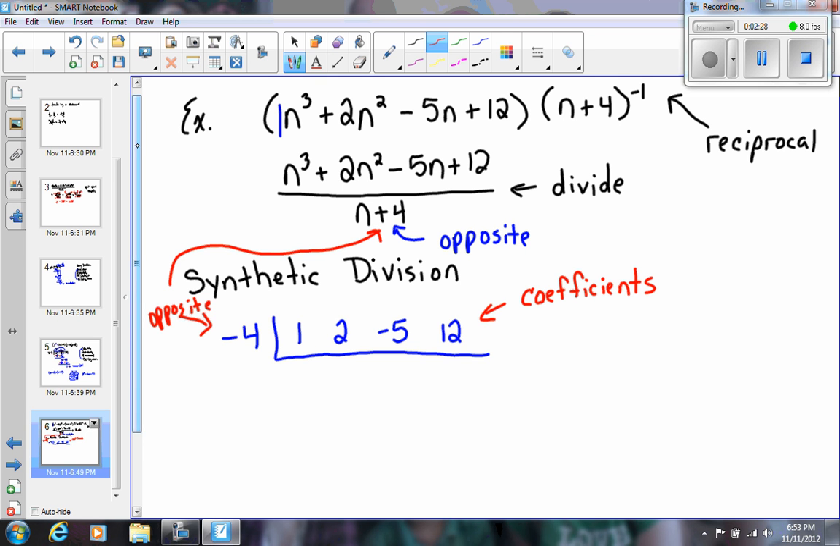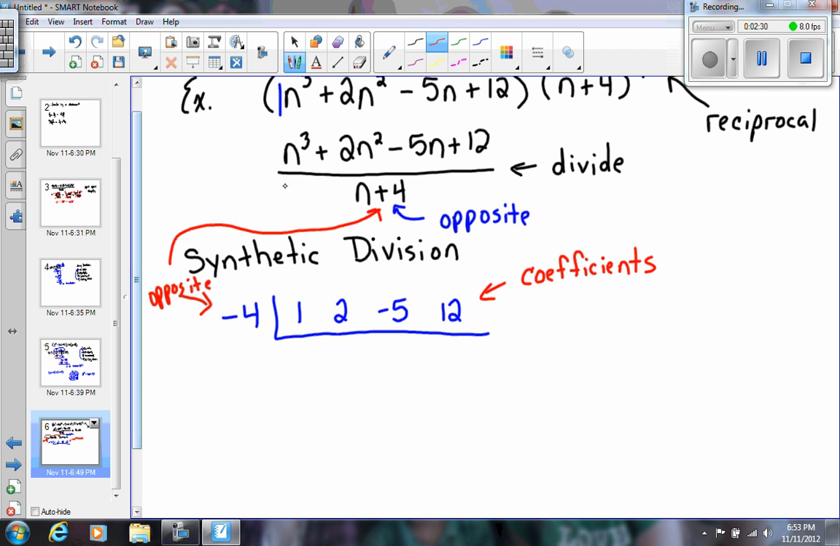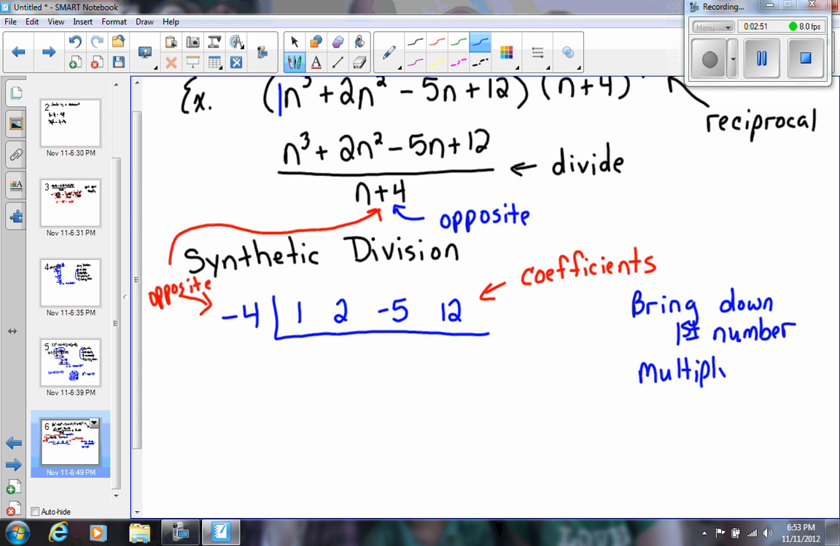All right, once you have that part set up, you do have to do one thing first, which is bring down the first number. Once you bring down the first number, you just have to do two things. You're going to multiply, and you're going to add. So we'll bring down the first number. It's a 1. Then I do those two things.